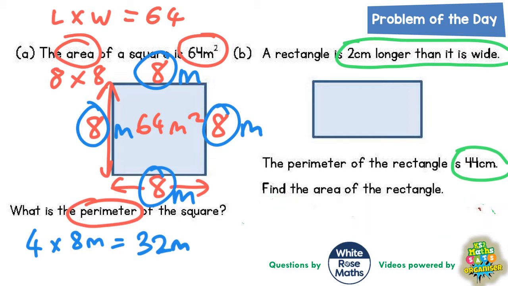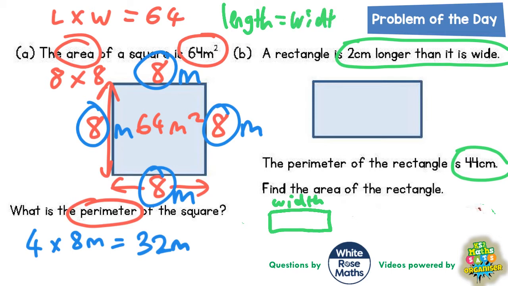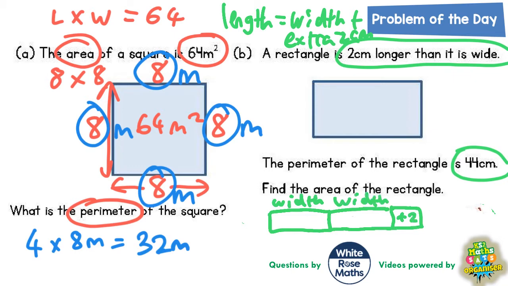Well, if we start with the width of the rectangle and call that the width, we are told that it is 2 centimetres longer than it is wide. So the length of this rectangle must be the width plus an extra 2 centimetres. So basically we can draw an extra width on the end plus an extra 2. And this width plus 2 would be the same as the length.